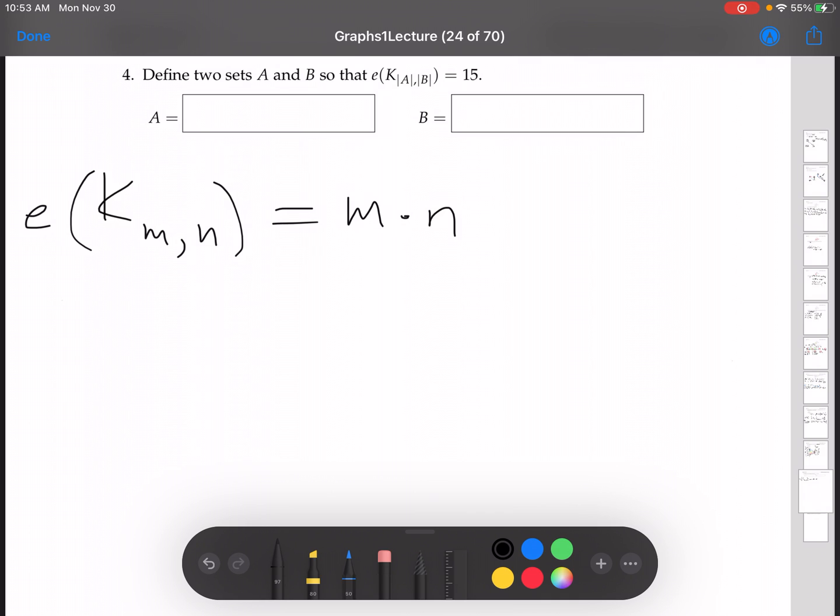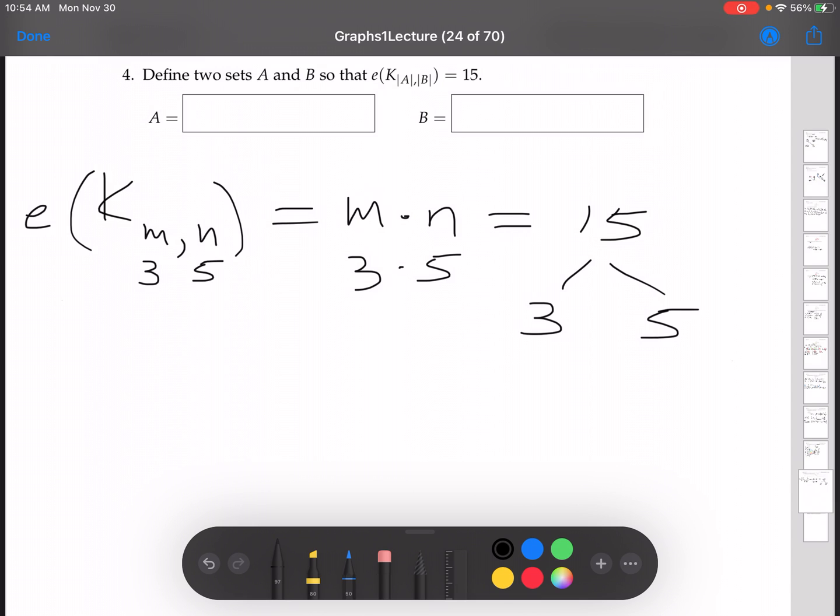All right, now looking at 15. What are the different ways you can make 15? Let's see, 15 you can do 3 and 5, 3 times 5 is 15, and 1 and 15, but let's say 3 and 5. So if we want to equal 15, we need a 3 here and a 5 there, or a 5 there and a 3 there, whatever you want to do. So let's say 3 and 5 there.